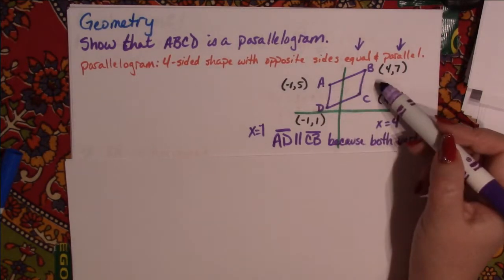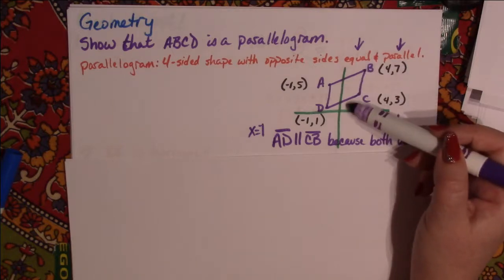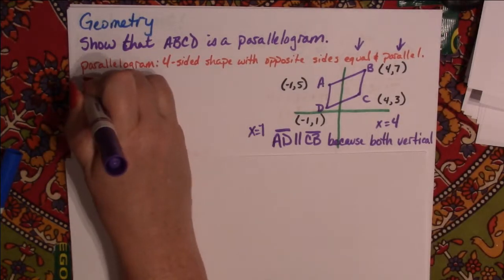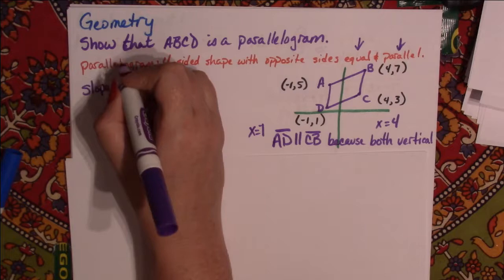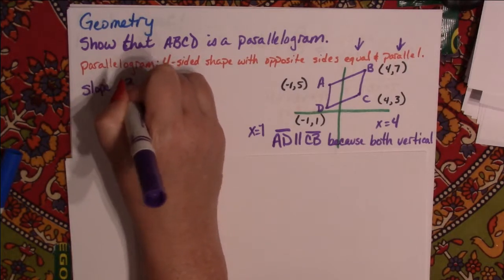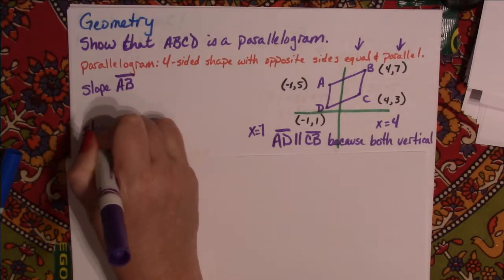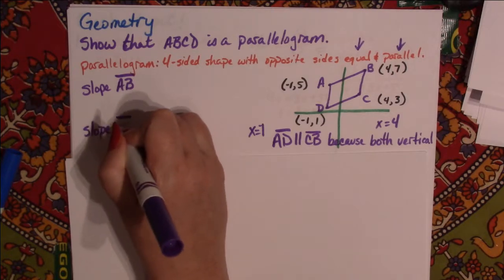So two of our sides are parallel. We have to prove that the other two sides are parallel. So we need to compare the slope of line AB to the slope of line CD.